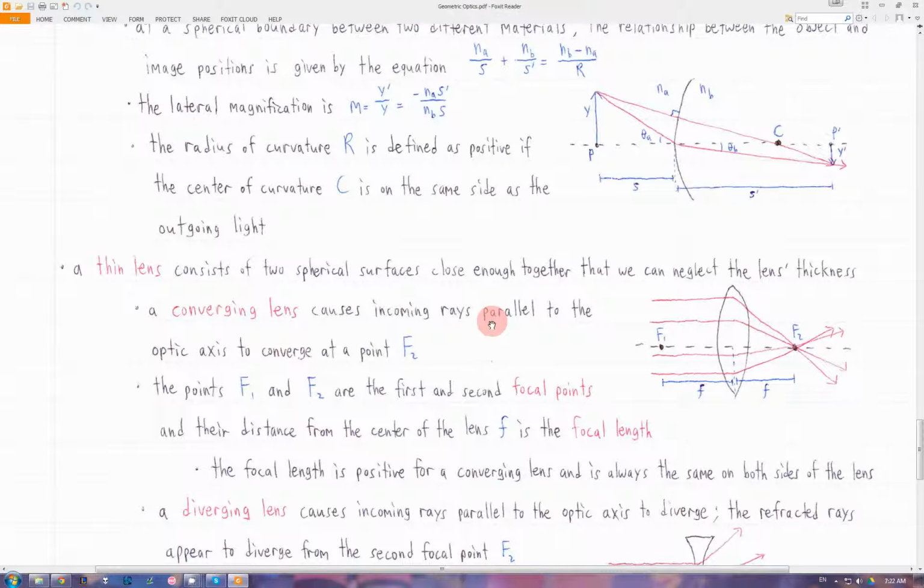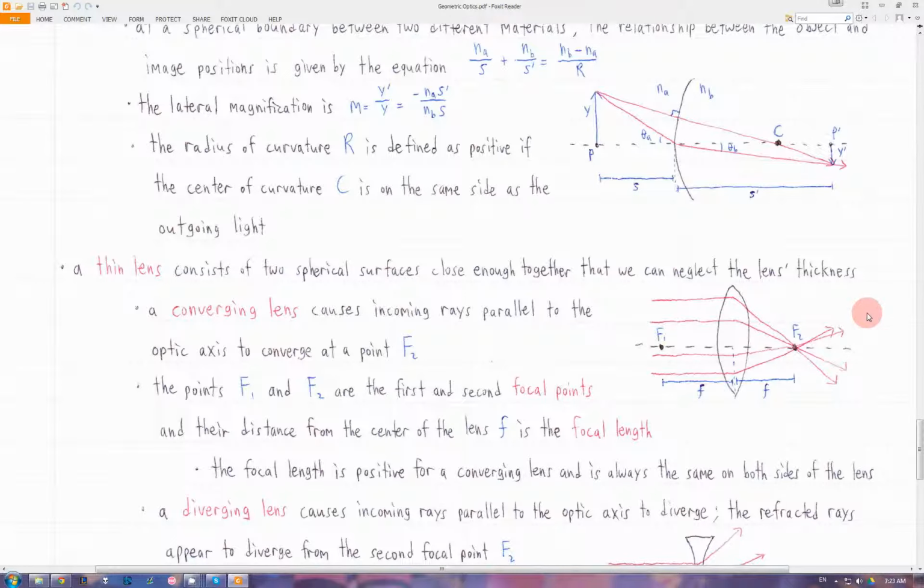So there are two big types of thin lenses. The first is a converging lens, which causes incoming rays which are parallel to the optic or principal axis to converge at a point. And this point is called the second focal point. A lens has two focal points, one on either side of the lens. And again, the focal length is the distance from the center of the lens to each focal point.